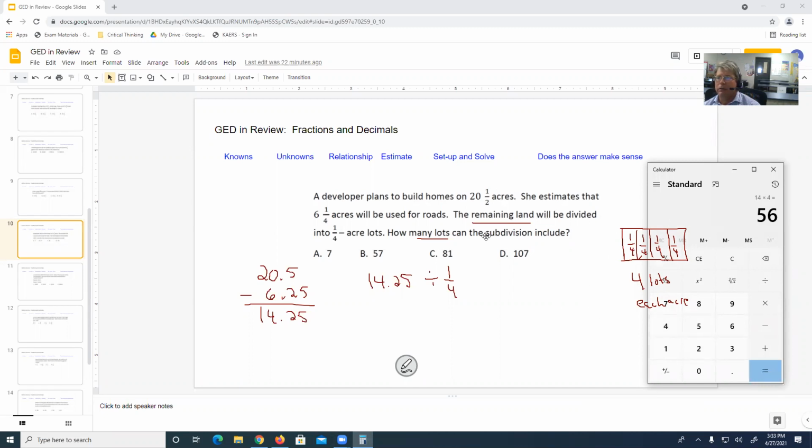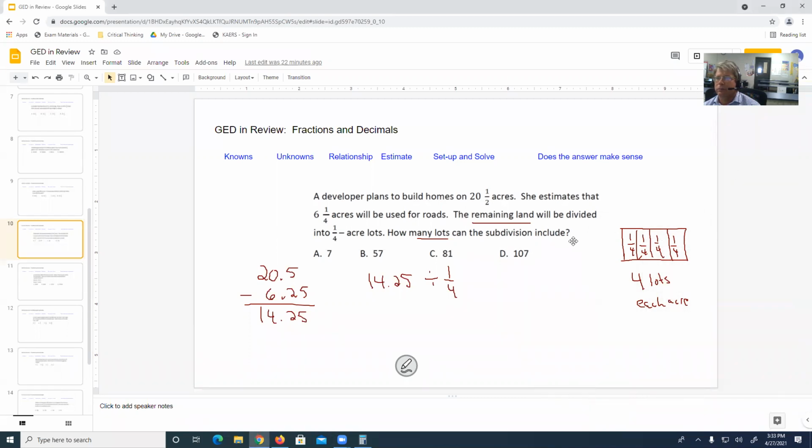So what I'm picking up on is the 107 is way too high. The 7 is too small. The 57 is looking really good because I have another 1/4, which means I can put one more lot on there. That's going to be that 57.